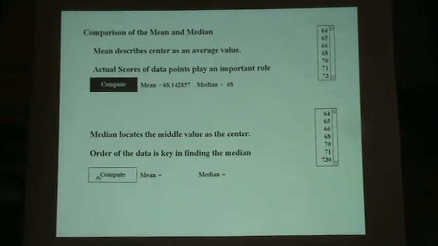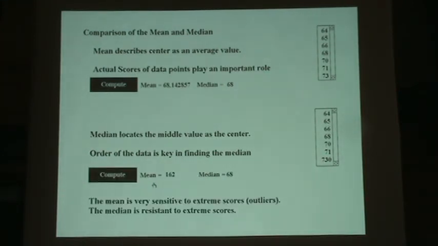Let's compute the mean here. Now here we get a very different mean: 162, I'm sorry, and the median is still 68. So the median has stayed the same, but the mean is way larger than this one. And that's because of this one unusual data point here. These data sets are exactly the same except for the last number. This is 730. That's way, way different than the others.